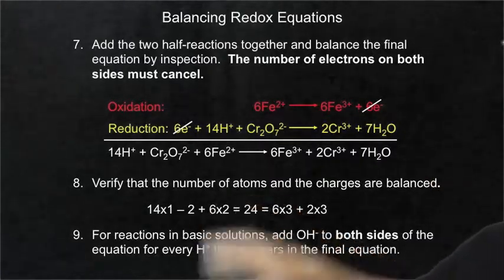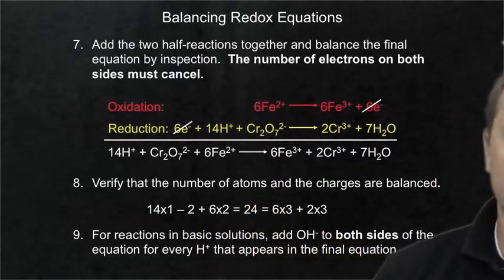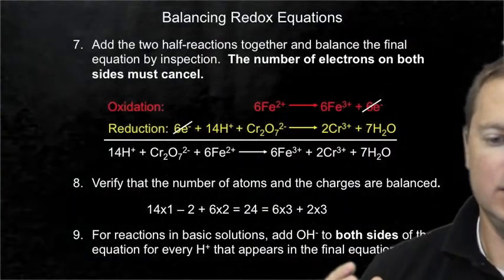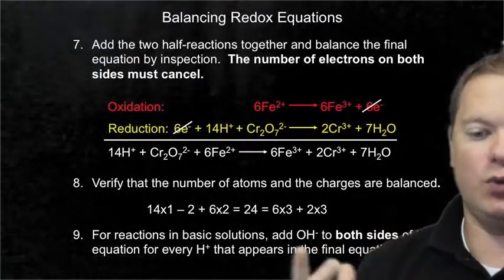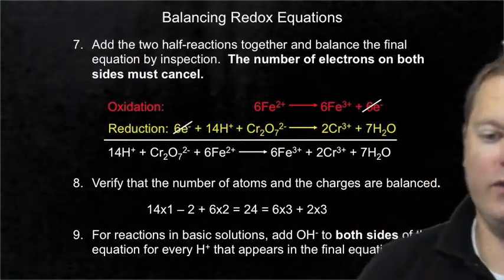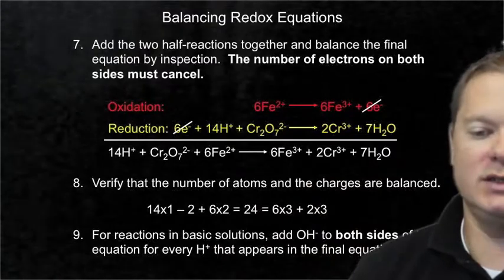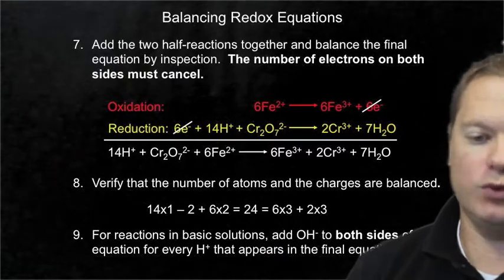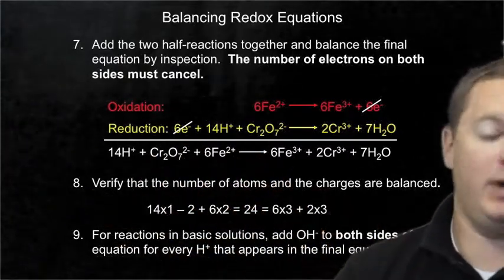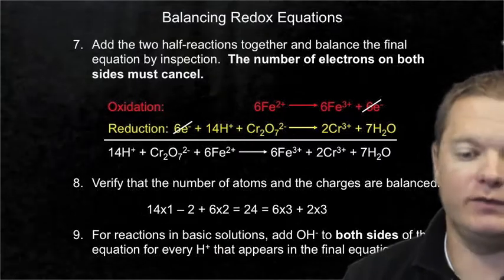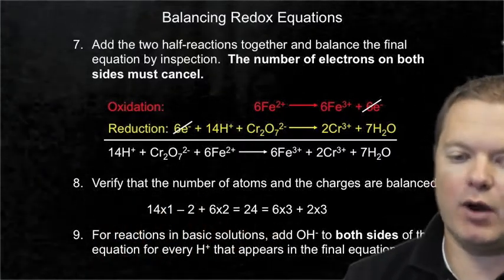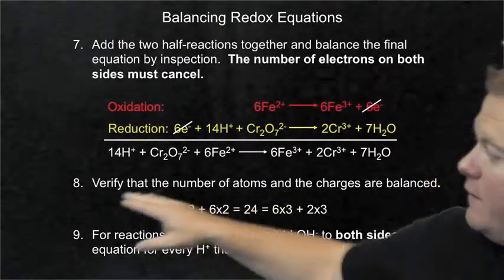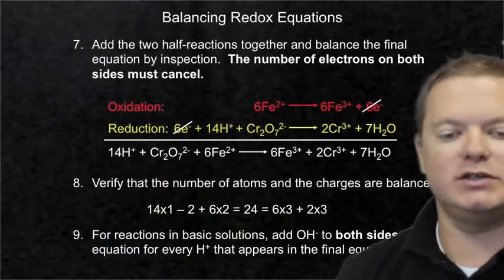And here I'm showing the charge balance, so we have 14 positives minus 2 negatives plus 6 2 pluses, so that total is 24, positive 24. If we look on the product side, we have 6 3 pluses plus 2 3 pluses, which is equal to 24. So we are charge balanced and mass balanced. You can do that mass balance on yourself to figure out the number of species are correct on both sides. Right? So in an acidic solution where it's okay for us to have H pluses, this reaction is balanced.